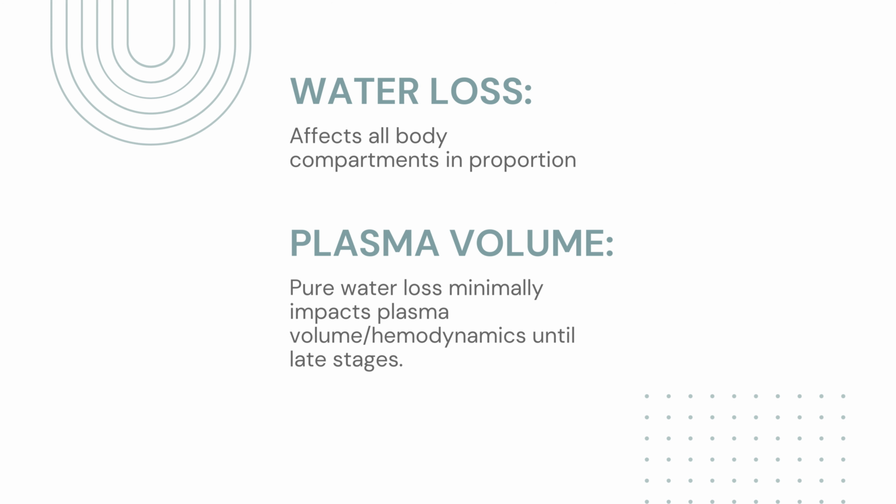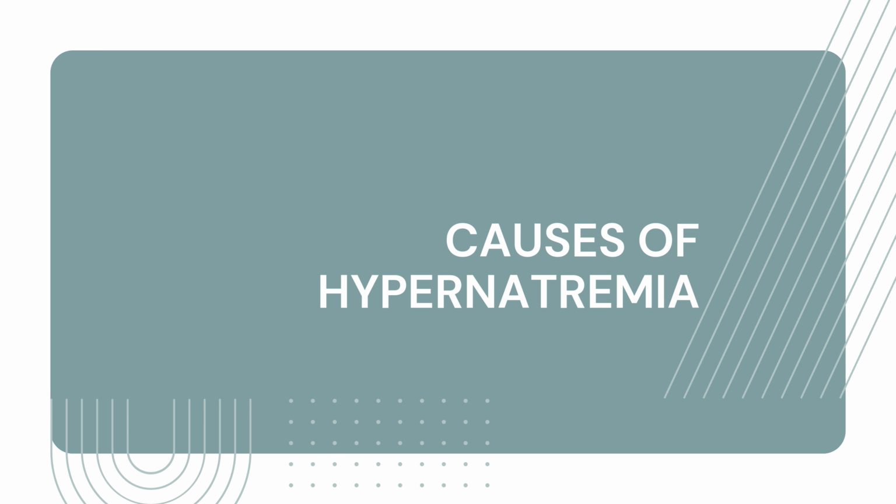Keeping that in mind and following the previous charts, we can say if we lose 1 liter of water from our body, it will be only 80 ml that gets lost from our plasma. So that would be pretty much hemodynamically insignificant. So pure water loss minimally impacts plasma volume or hemodynamics until the late stages. With all this in mind, let's start with the causes of hypernatremia.